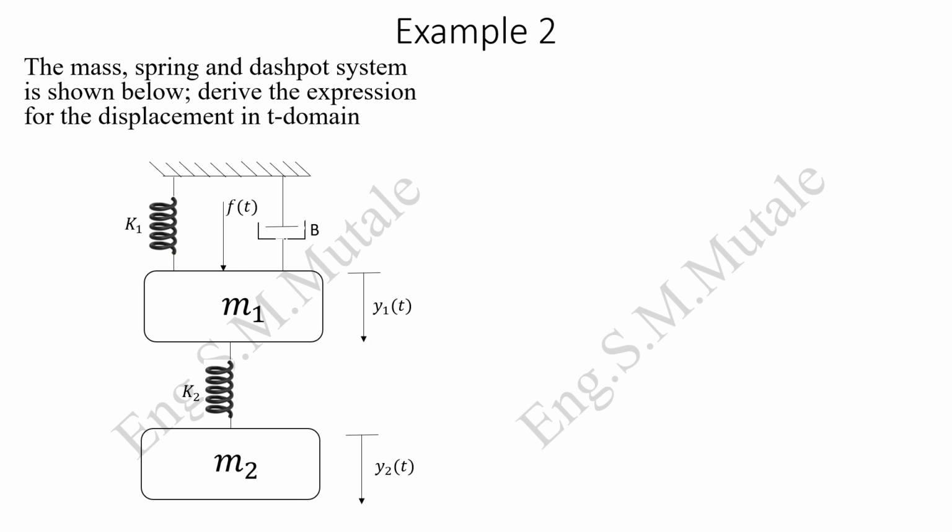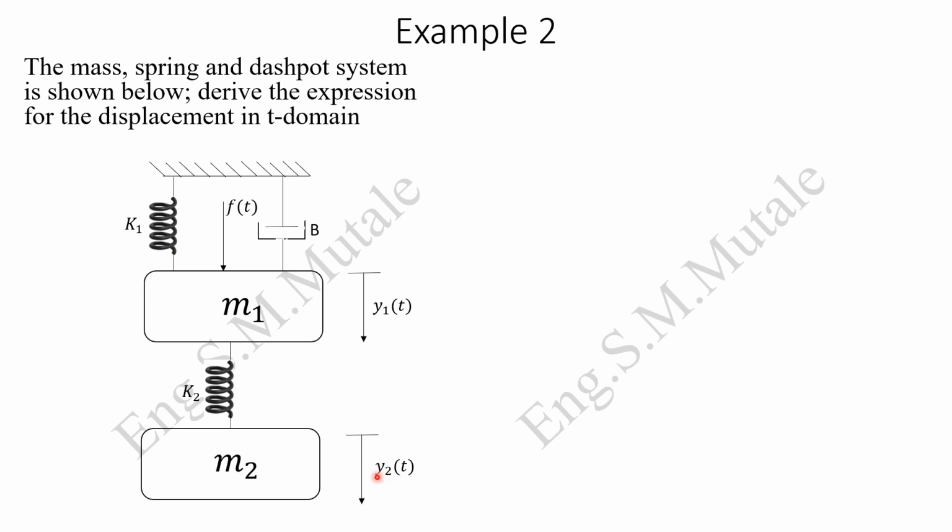On example number 2, the question reads: the mass, spring, and dashpot system is shown below. Derive the expression for the displacement in the time domain. As we can see from this question, we've got a reference attached to a spring K1 of constant and dashpot constant B. There's an external force F(t), and there is a mass M1 with a displacement y1(t), and another spring attached between M1 and M2 with a constant K2, and there is a displacement on M2 which is y2(t).